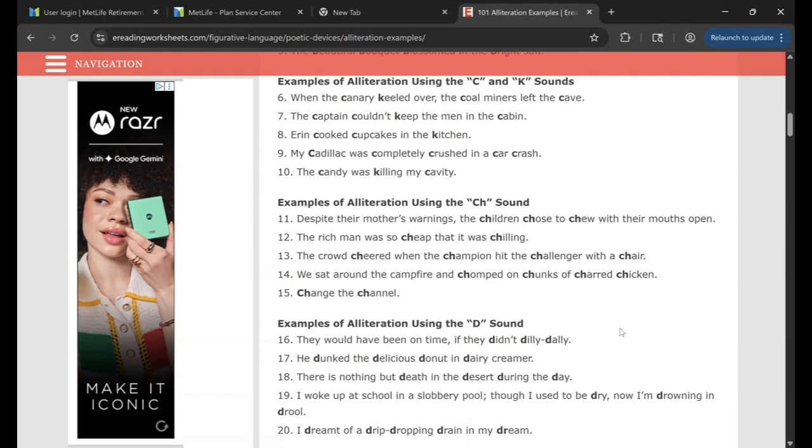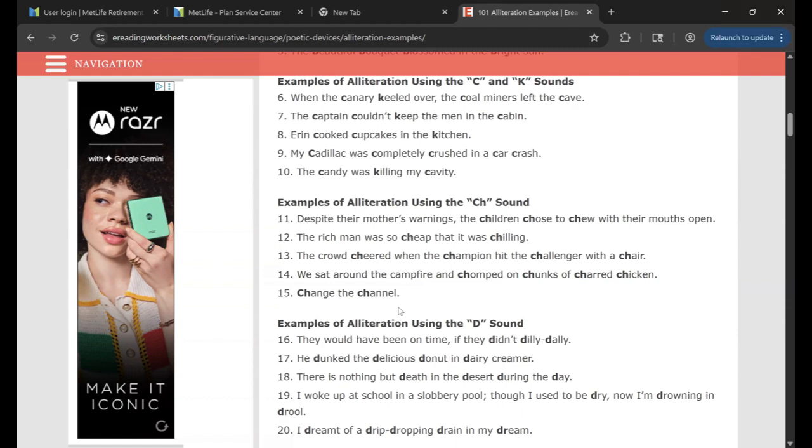Yes, okay. Now, examples of alliteration using the sh sound in English. Who wants to try that? Are there many other people on? I want someone to read from 11 to 15.